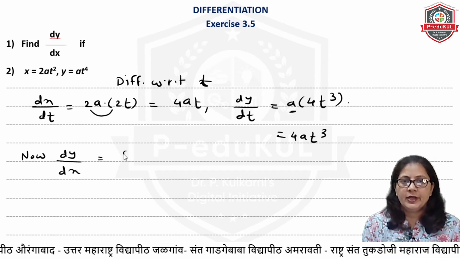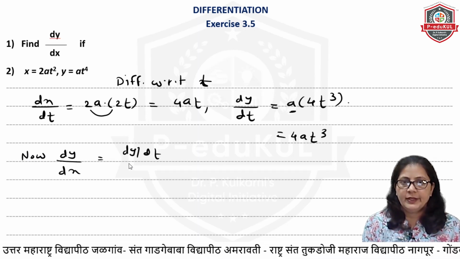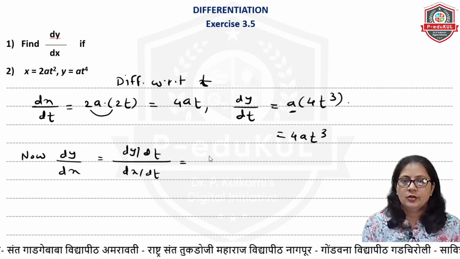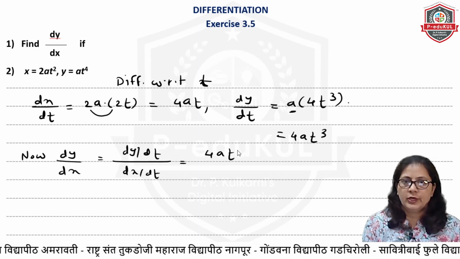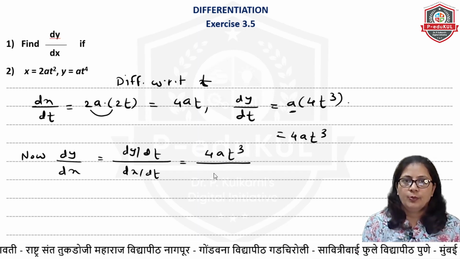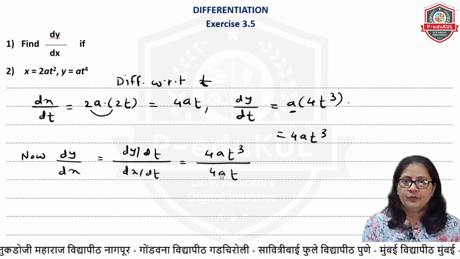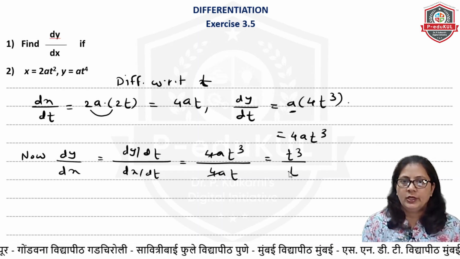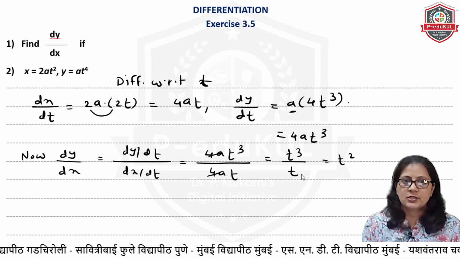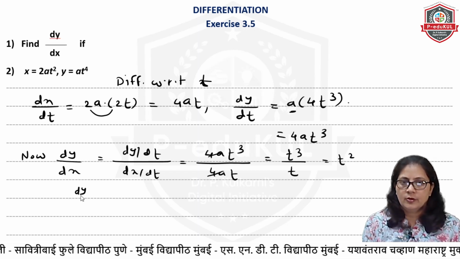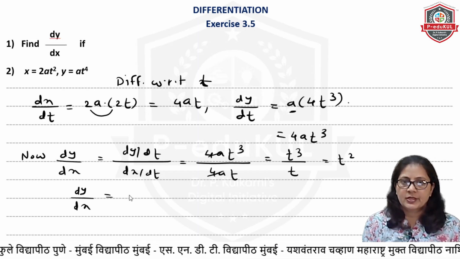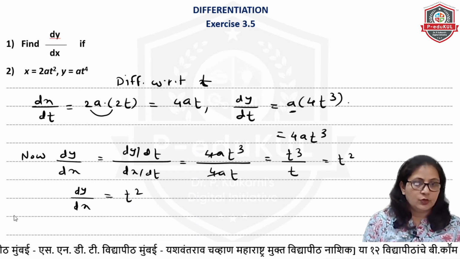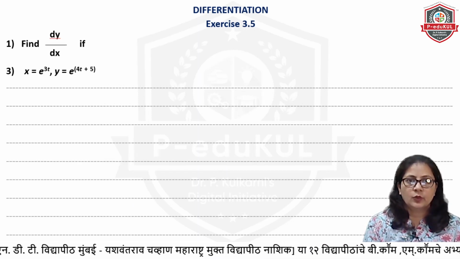Now my dy by dx is equal to dy by dt upon dx by dt. So that is 4at cube upon 4at. So this will get cancelled. t cube upon t will give you the answer as t square. So my dy by dx is equal to t square. Okay. So now we will do the next question, that is the third one.